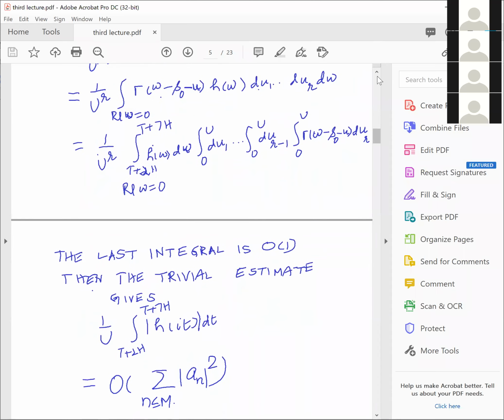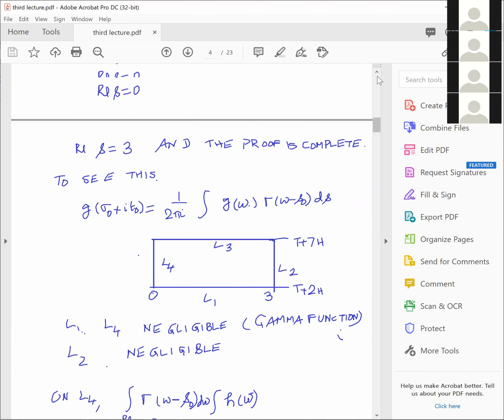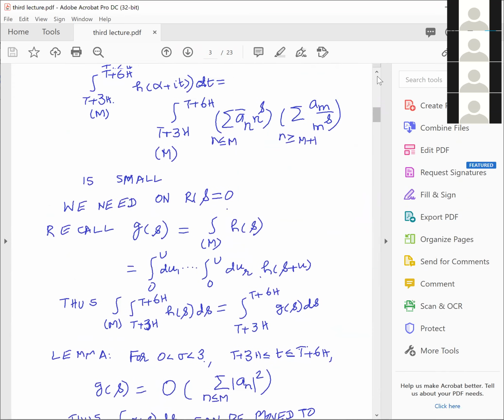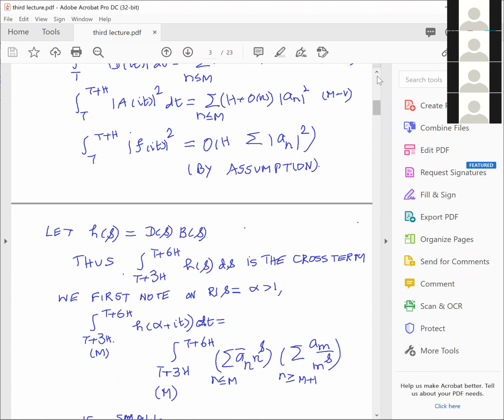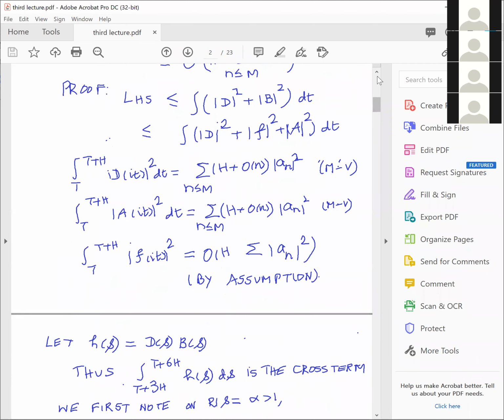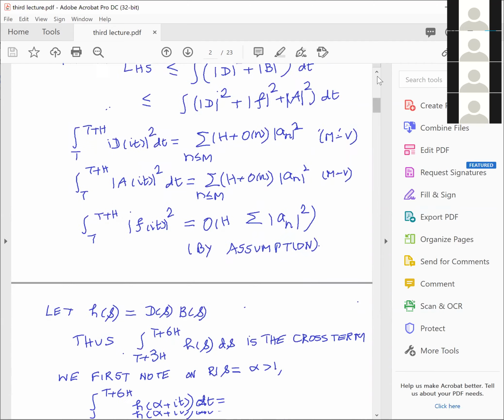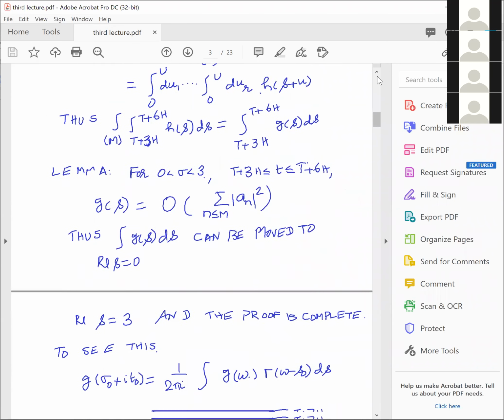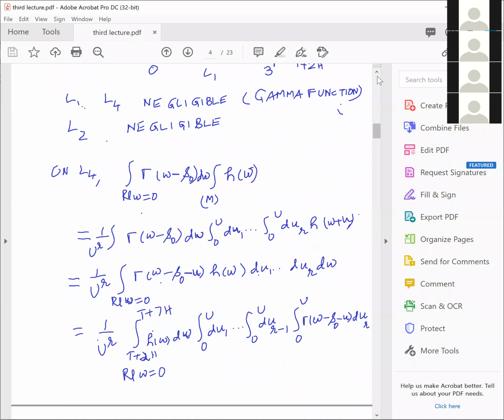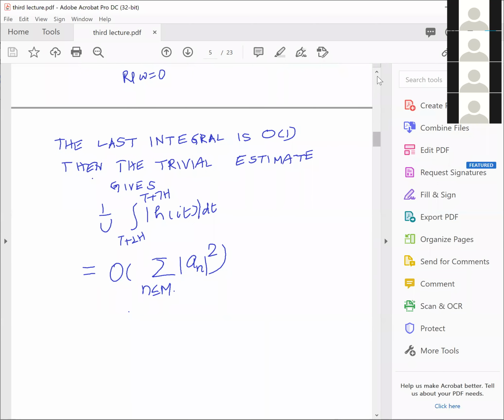And now you see what the L1 norm of h is. That's exactly what we proved earlier. h is T times B, remember. And that's exactly what I proved: the L1 norm of h is bounded by the summation of mod a_n. And that's a u which comes in the denominator, and that will disappear. You will get only the summation for n not exceeding M of modulus of a_n squared. And that's exactly what I got. And that completes the proof. G is small, and therefore the proof is complete.